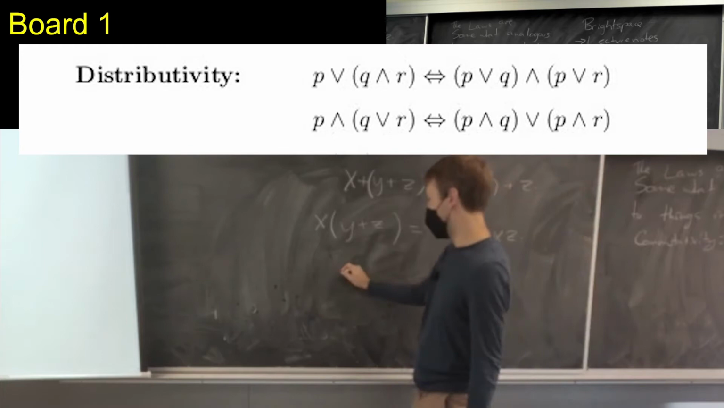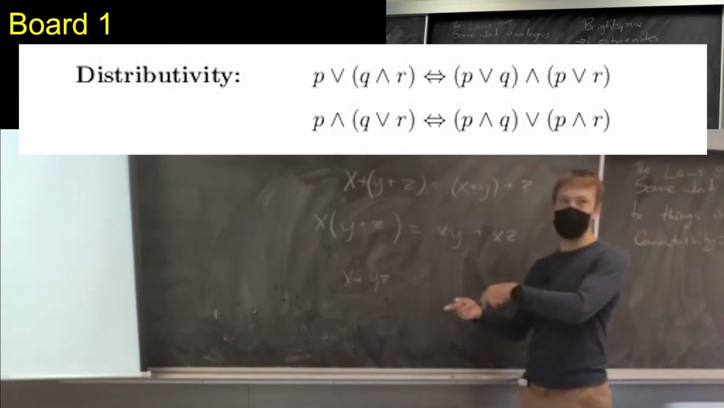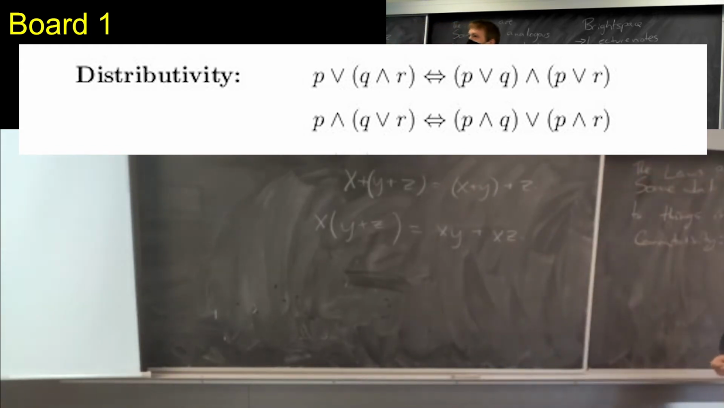I can't do anything with this, x plus yz. I can't factor it in or something. But yeah, you should think of distributivity like this. Is that okay? Any questions about that?